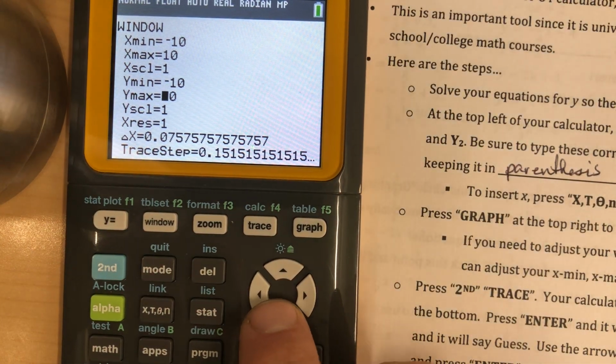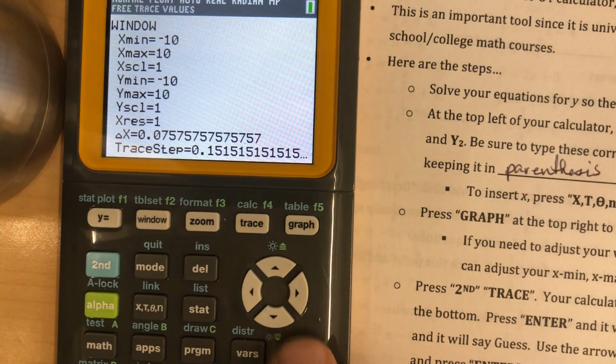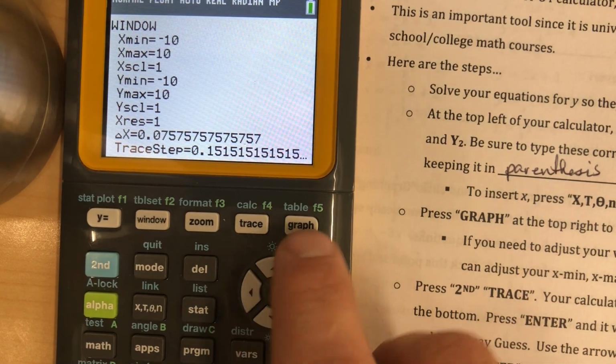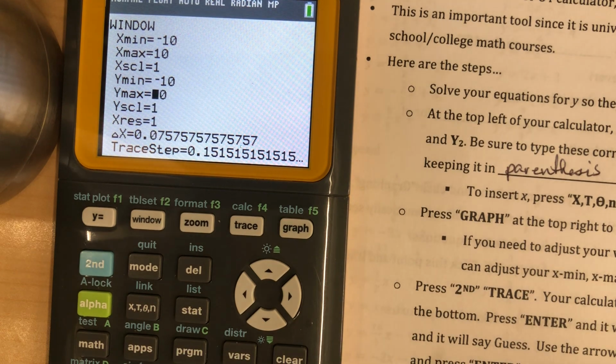The scale on x and y, I like leaving those at 1. Delta x doesn't really matter. So that's kind of how you change your window.